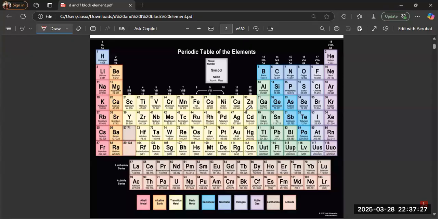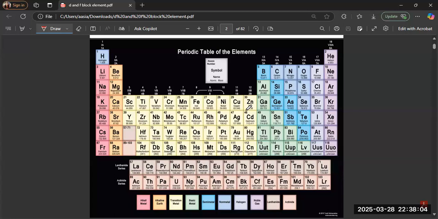Yes, ma'am. Okay, so first, tell me what is a D block element? D block elements: group 3 to group 12 elements are called D block. And Apsana, you tell me what is an F block element? Elements whose outermost electrons enter the F shell. Okay.